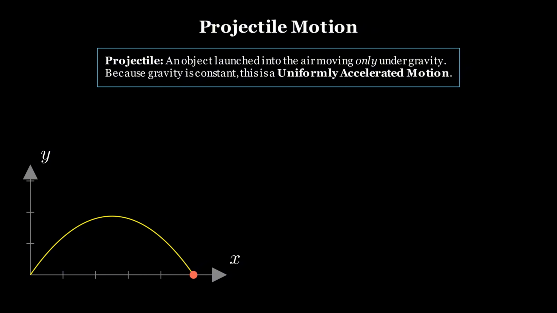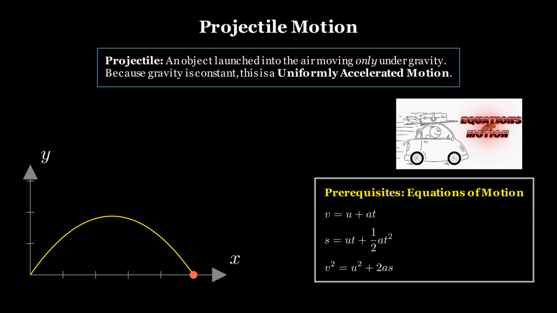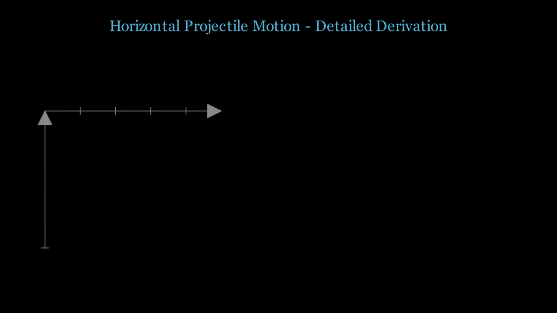motion. Now to work with such sort of motion, we have three equations of motion which we have already derived on this channel. I'll put the link in the description, you can check it out from there. Now in this specific video, we are going to deal with horizontal projectile motion, that is, an object thrown from a height with some initial velocity only along the horizontal direction.